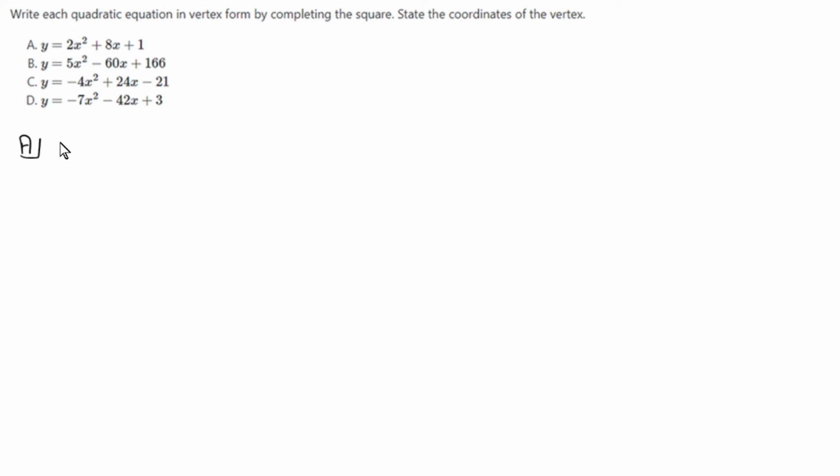Our first quadratic equation is y equals 2x squared plus 8x plus 1. We're going to start by factoring out the greatest common factor from the first two terms, which is 2, and it leaves us with 2 times x squared plus 4x.